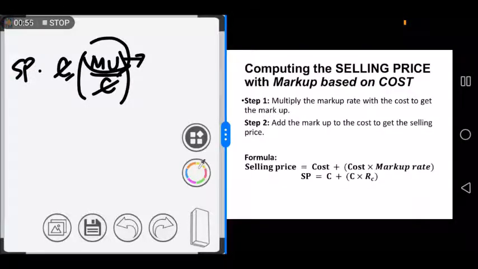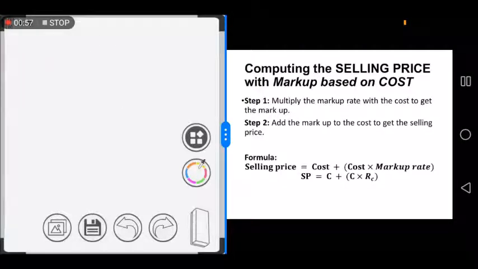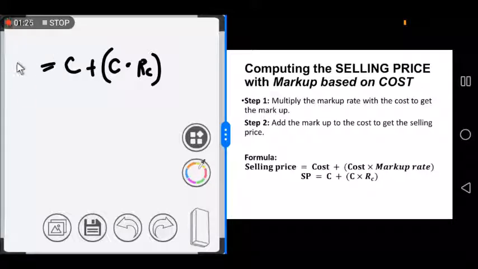So, for the steps, to make it clearer, the first thing that you're going to do is to multiply the given markup rate with the cost to get the markup. So, cost times the markup rate based on cost. Then, after multiplying, add it to our given cost, and that will be your selling price. So that's how easy it is to remember. So, general rule, selling price equals cost plus markup.